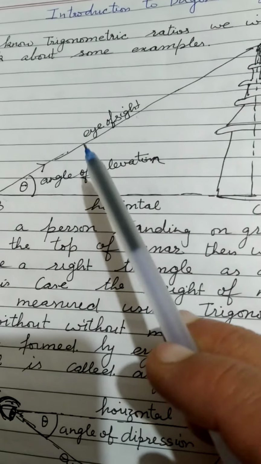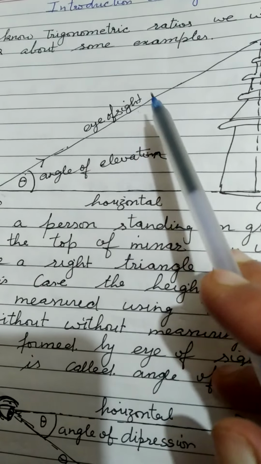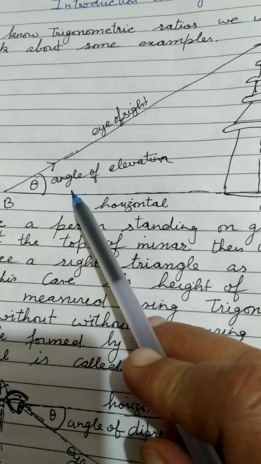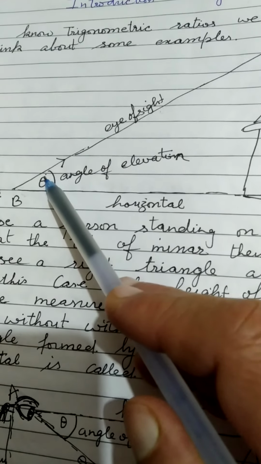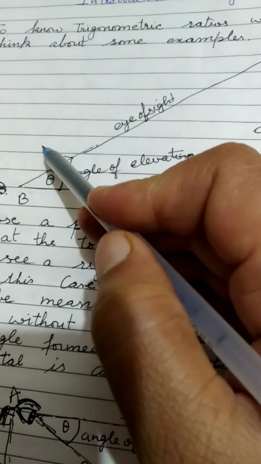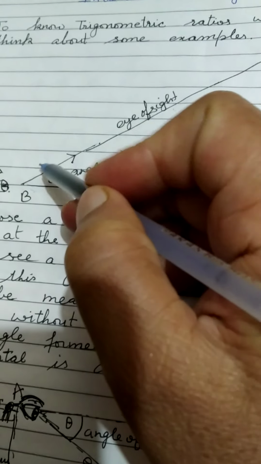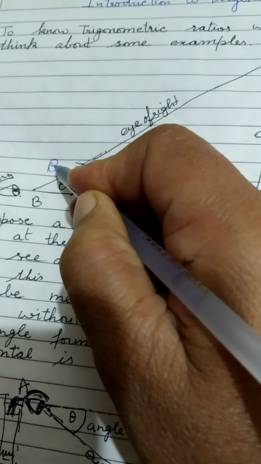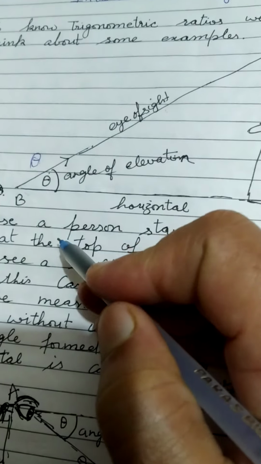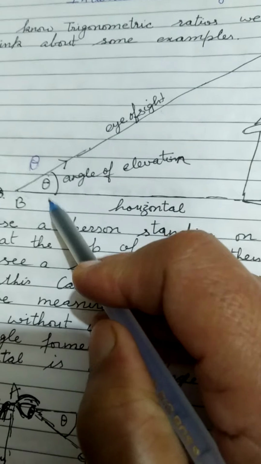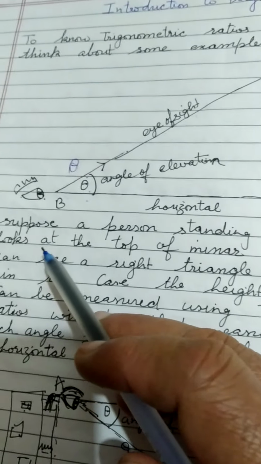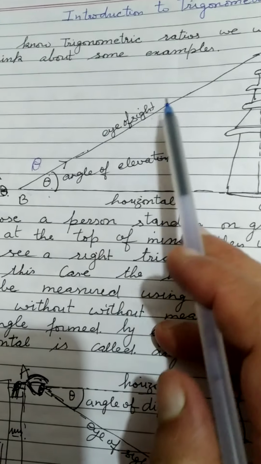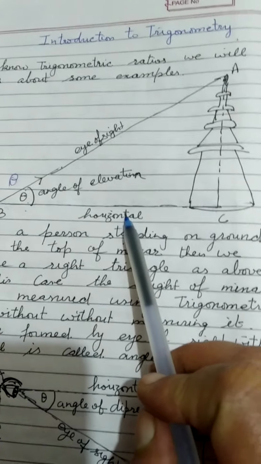Now, the angle between the line of sight and horizontal is called angle of elevation. This angle of elevation is written as, first we write 0 and then we put a line in it. It is called theta. Now, theta is the angle between the line of sight and horizontal.